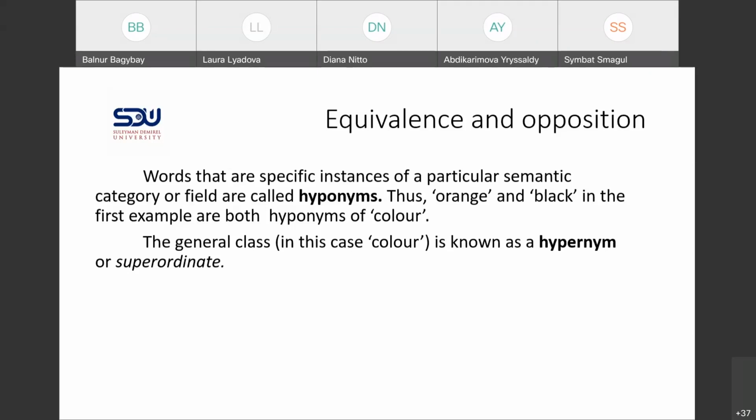So what are hyponyms? The words that are specific instances of a particular semantic category or semantic field are called hyponyms. For instance, white and black, orange and black, are examples of hyponyms of color. It's a class of color. And the general class, color in that situation, is the hypernym. So orange and black are hyponyms, and color itself is the hypernym.